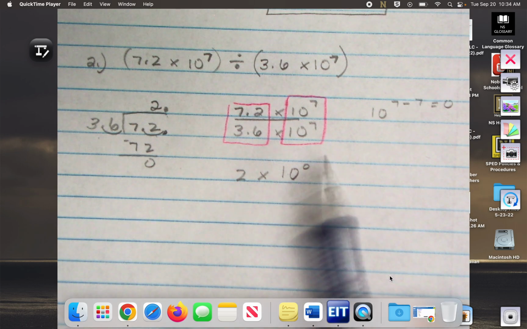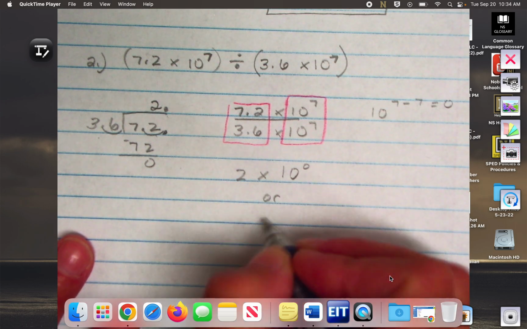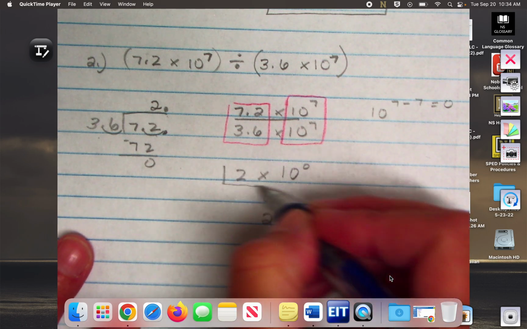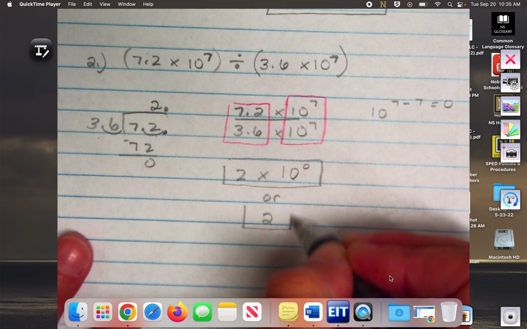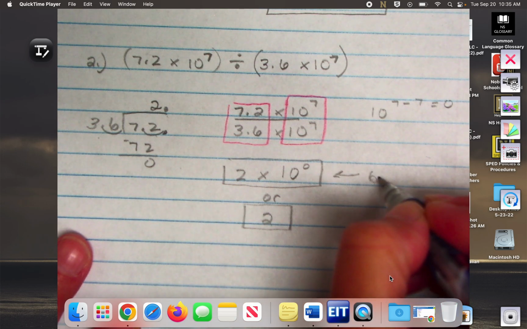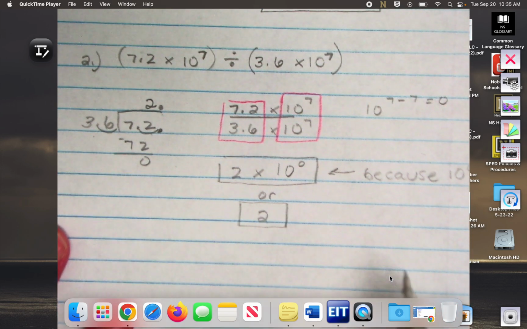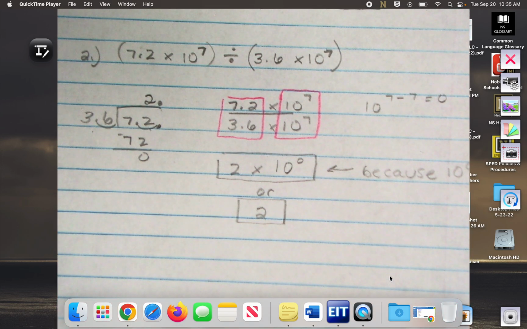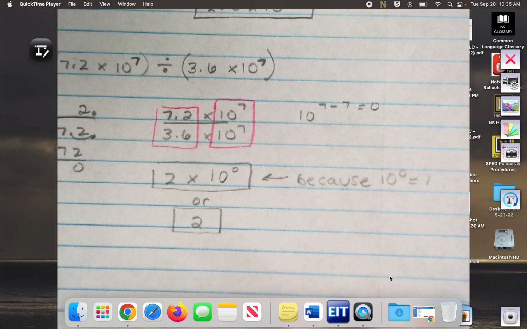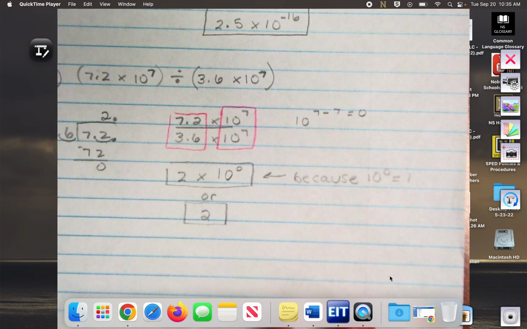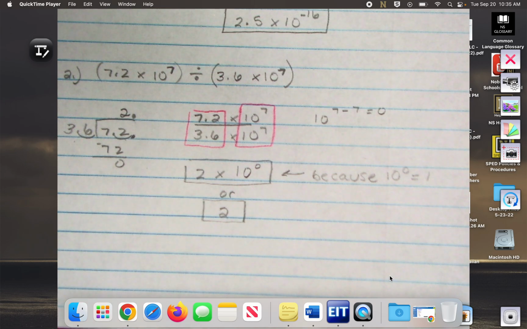Or I could know that this is 1, and then what would my final answer be? 2 times 1 is 2. So I could say either of these as my final answer, because 10 to the 0 equals 1. So either of those answers would be acceptable. That secret little 1 hiding there, right?